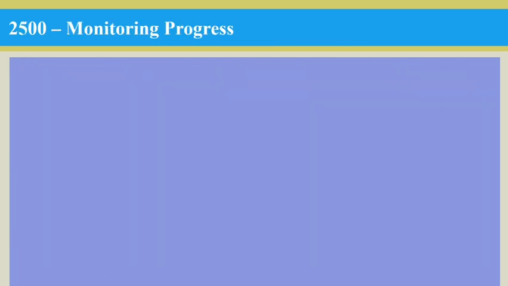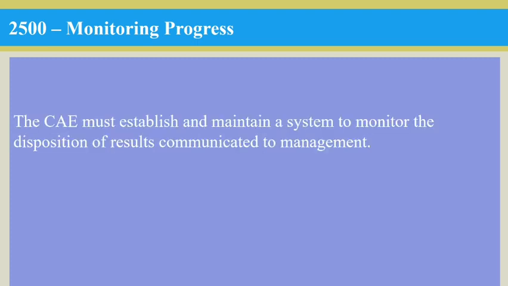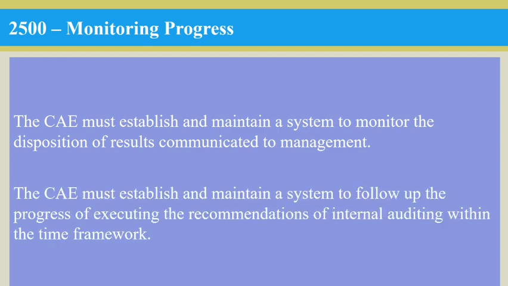Standard 2500, monitoring progress. The Chief Audit Executive must establish and maintain a system to monitor the disposition of results communicated to management. Also, the Chief Audit Executive must establish and maintain a system to follow up the progress of executing the recommendations of the internal auditing within the time framework.